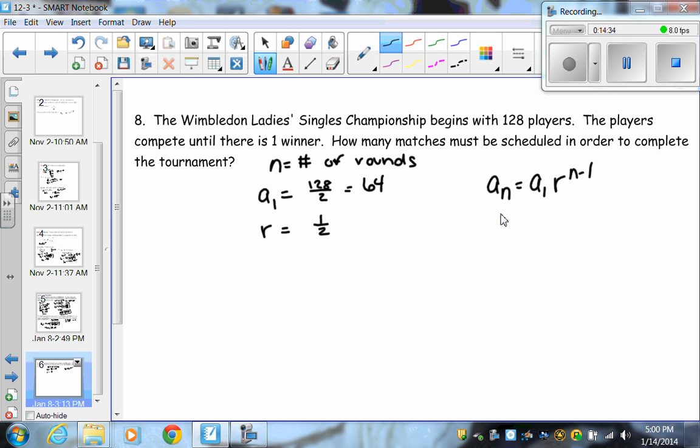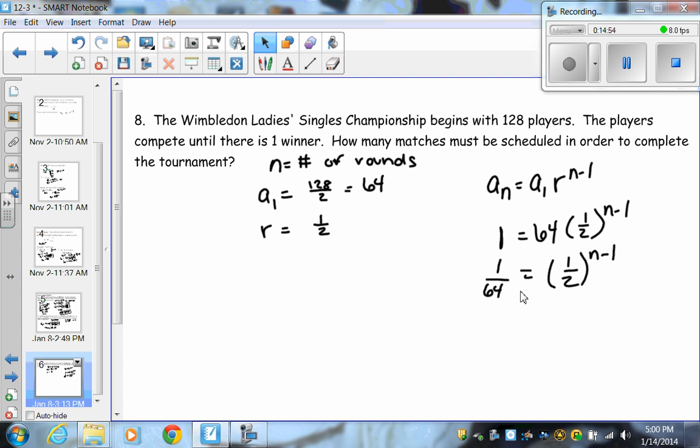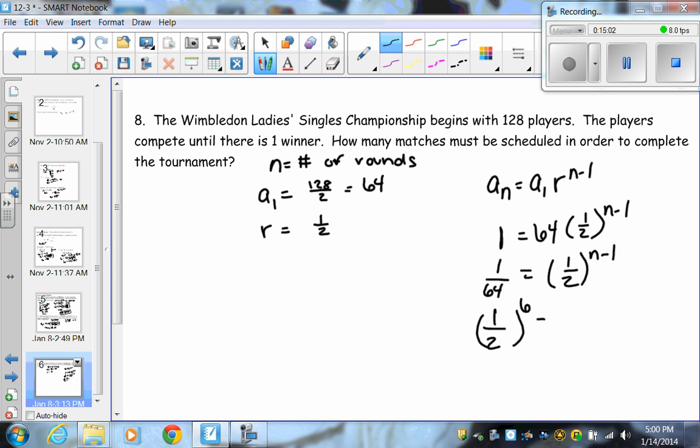So our goal is to only have one person left over. The first term was 64. r is 1/2. Divide, and that gives me 1 over 64 equals 1/2 to the n minus 1. So in my calculator, 2 to what power is 64, and you find out that 2 to the 6th is 64, so I can rewrite that as 1/2 to the 6th equals 1/2 to the n minus 1. Since we have the same base, we can just set our exponents equal to one another. So we get 6 equals n minus 1, so 7 equals n.